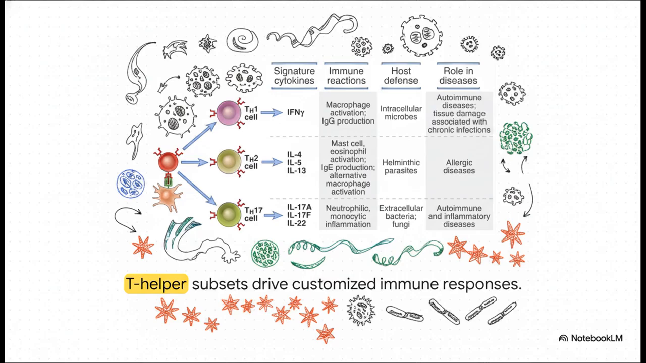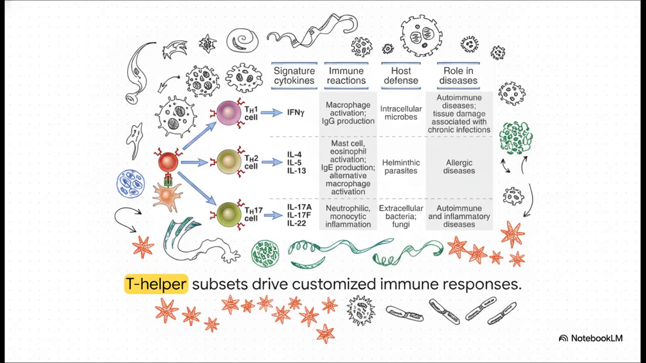Look at the top path, Th1. Th1 cells release the signature cytokine interferon gamma, which powerfully activates macrophages for host defense against intracellular microbes. However, misfires here are a primary driver of autoimmune diseases. The middle path is Th2. These release IL-4 and IL-5 to fight helminthic parasites, but they are also the primary culprits behind allergic diseases.